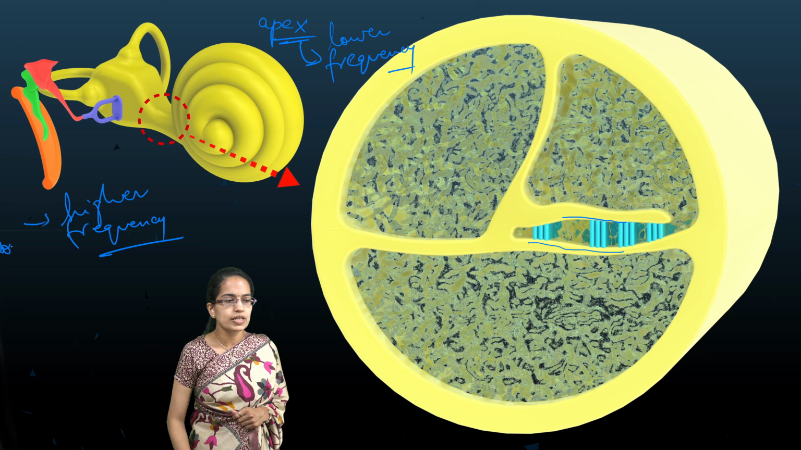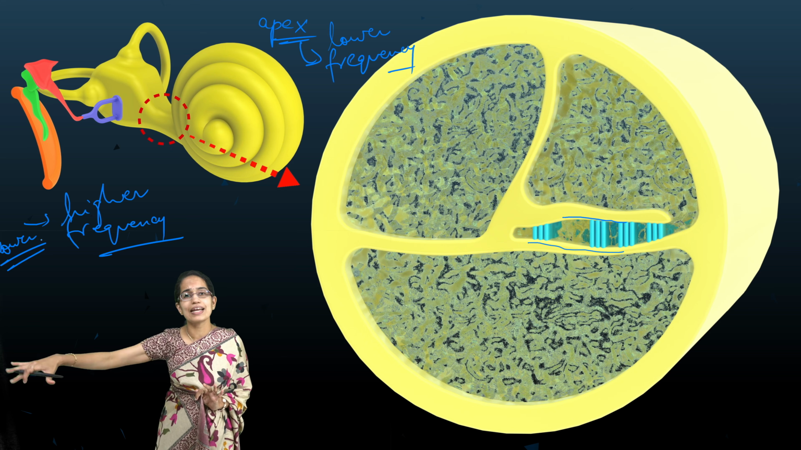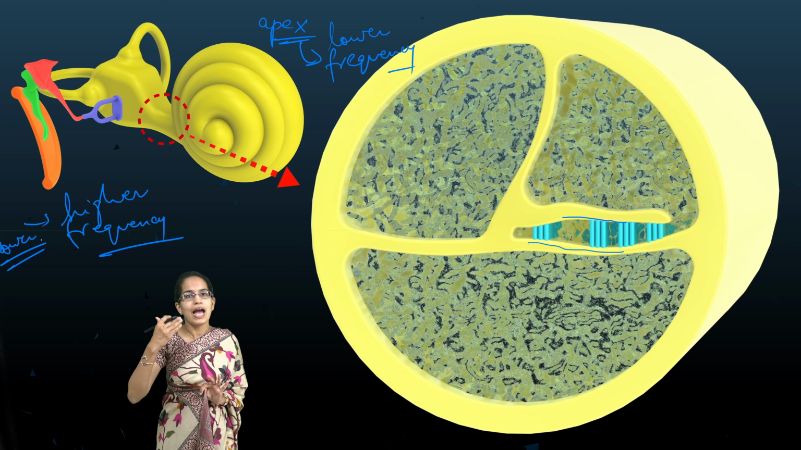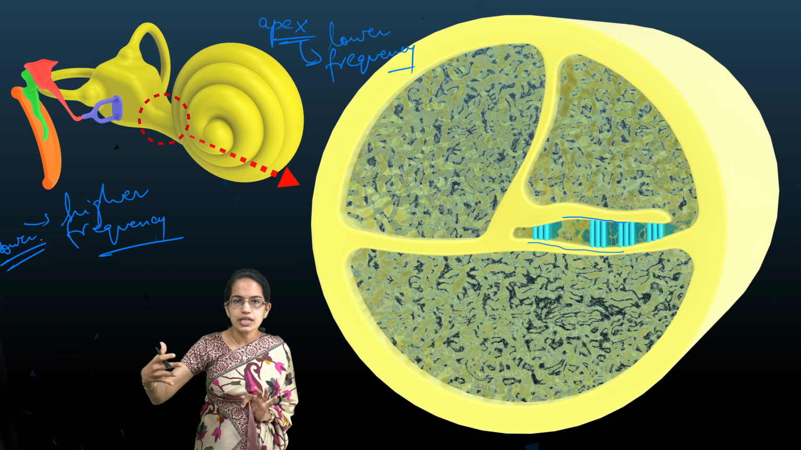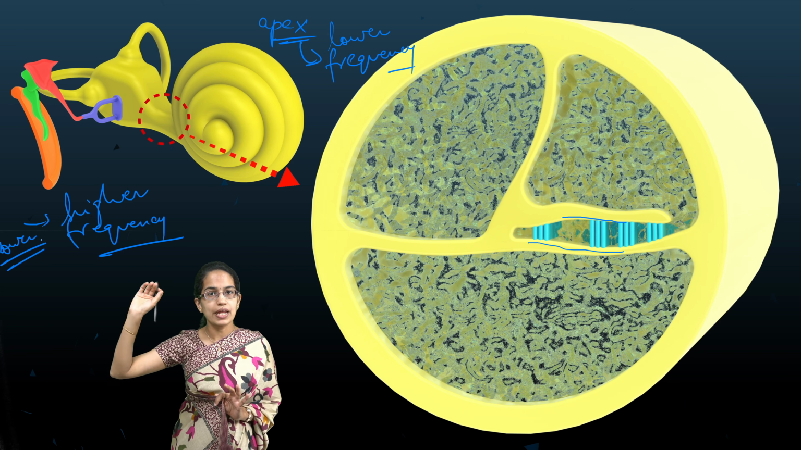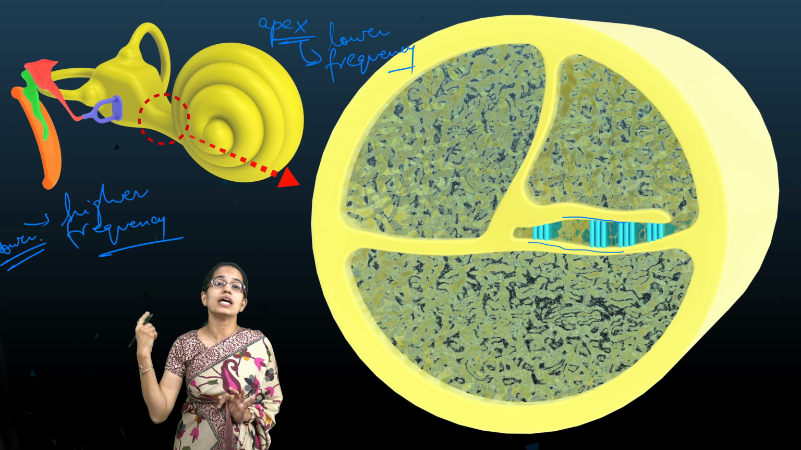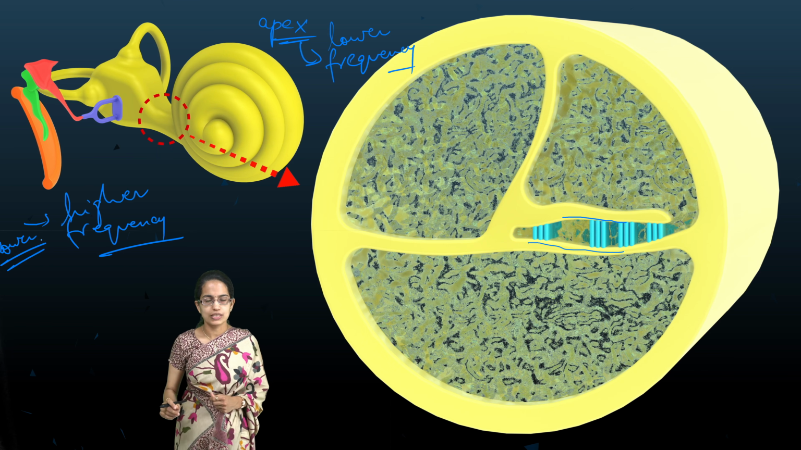Those on the lower side would capture higher frequency sound waves, and they are spread like the keys of the piano, and these constantly gather the information, convert it into electrical signals, and send it through the auditory nerve to the brain, where the signals are interpreted both in terms of loudness and frequency.